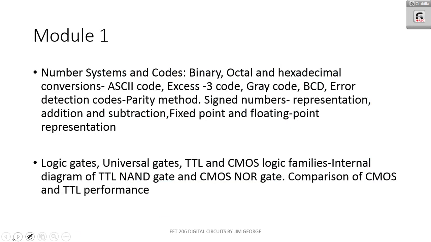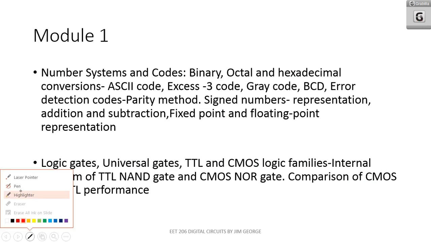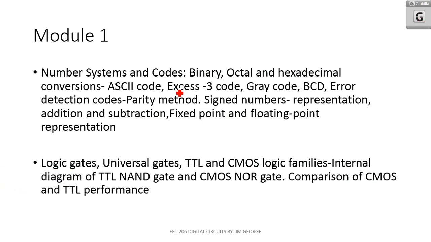Okay. Now coming to some detailing about module 1. In module 1 you have number systems and codes first. We will study the 4 different types: the decimal number system, binary number system, octal number system, and hexadecimal number system, and how to convert between these decimal, binary, octal, and hexadecimal systems. That is the first part of our lecture.